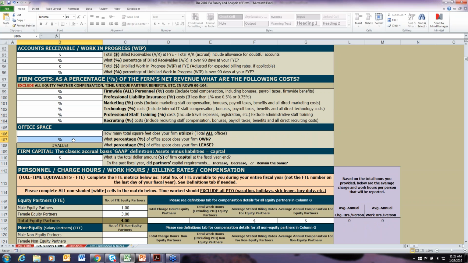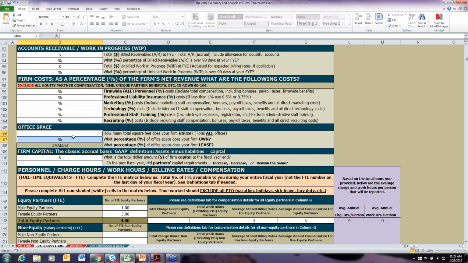In rows 106 to 108, we're looking for office space. This section identifies the total office square footage that your firm owns or leases. If the firm's obligated for space that isn't being utilized, please include it in the overall square footage for the firm's fiscal year end. If the firm has office space that you own that's being subleased, or that you're renting that's being subleased during the firm's fiscal year, please exclude that from rows 106 to 108.